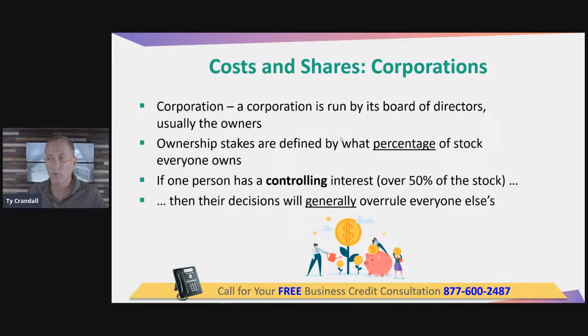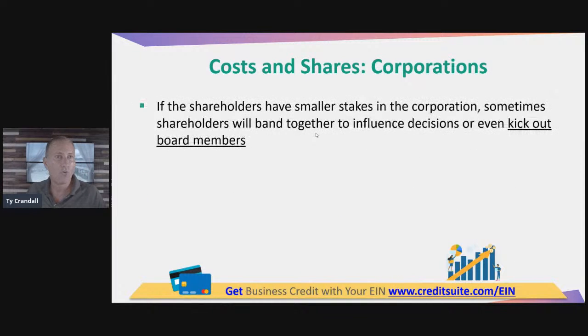Okay. Now, again, a corporation is run by its board, as we talked about, and ownership stakes are defined by the percentage of stock everyone has. So it really comes down to how much ownership stock or ownership interest you have in the business. You own 30%, 50%, 60%, et cetera. Now, the shareholders have smaller stakes in the corporation. Sometimes they'll band together to influence decisions or even kick out other board members. So if you have 30% control, and there are two other people with 30% control, and one other person with 10%, those other people can band together and outvote that one person.